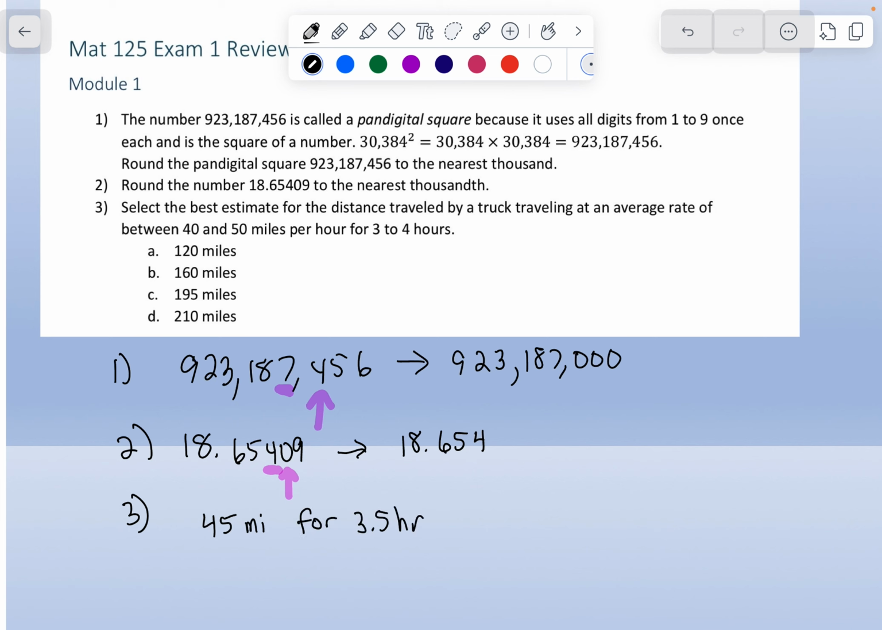And distance equals rate times time. We know this is miles per hour. Let's make that a little clearer there. We know the rate is 45. We know the time is 3.5. So all we have to do is multiply 45 times 3.5.